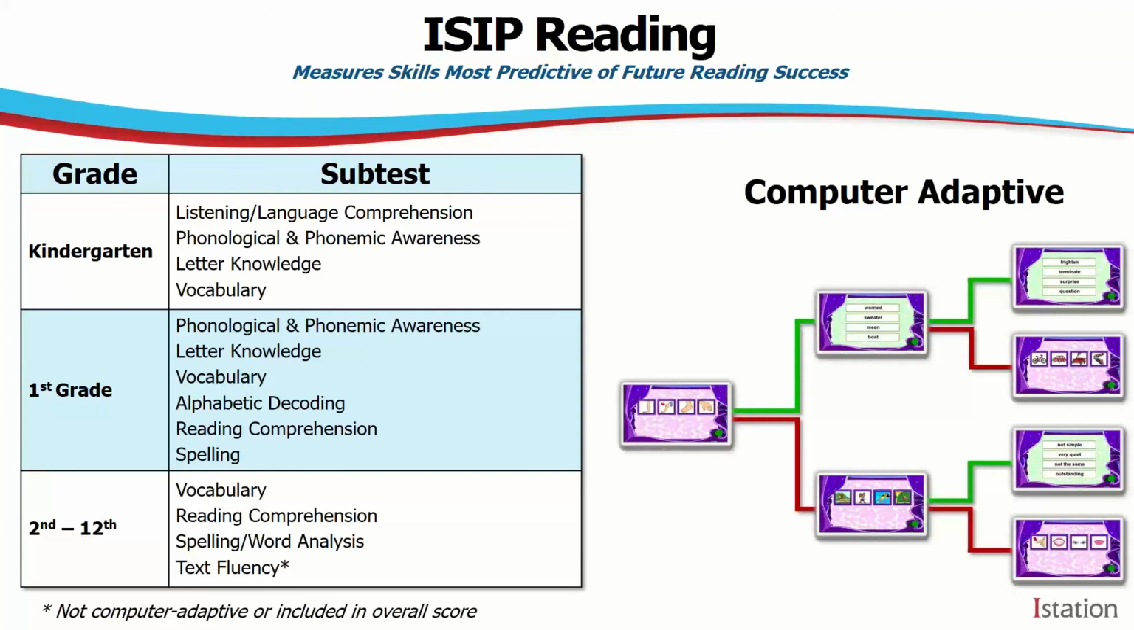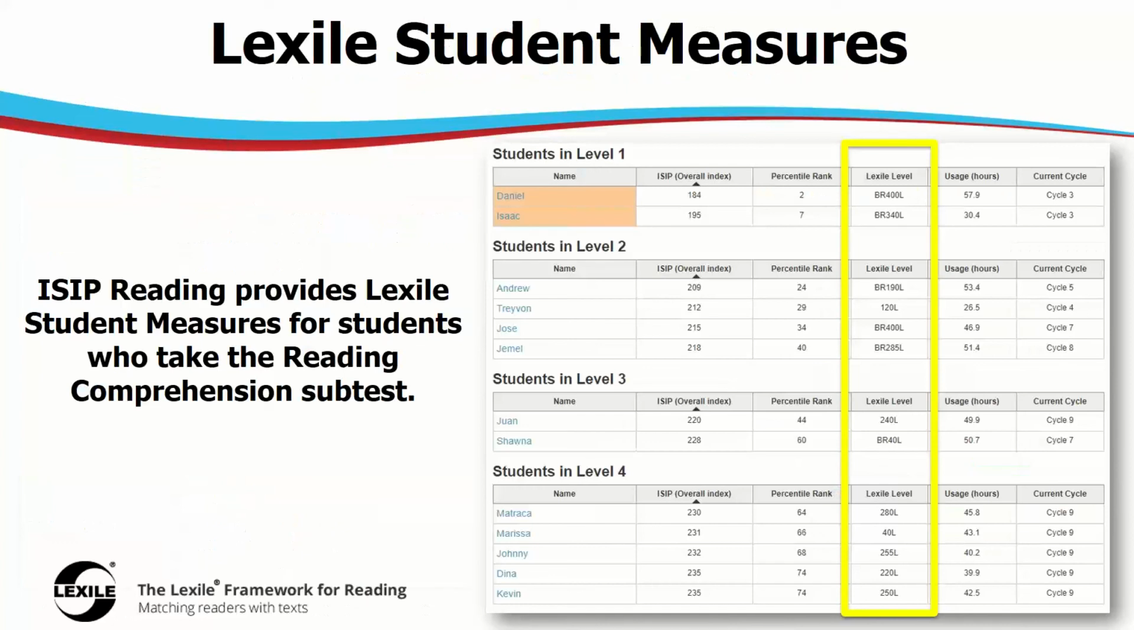But again, this computer adaptive piece really is important because it gives you not only the overall snapshot of your student, but down to that subtest level as well. Students that take the reading comprehension subtest will be given a Lexile level because we did a linking study with Metametrics that developed the Lexile framework. And the Lexile really is going to help you, one, match students to resources, and also guide you to help formulate small groups as well.